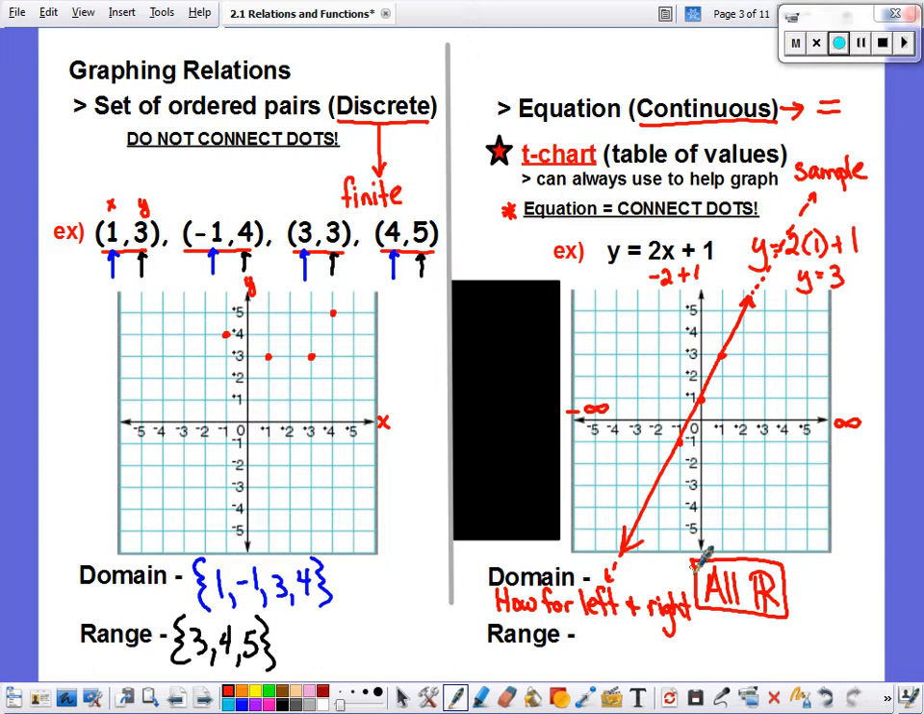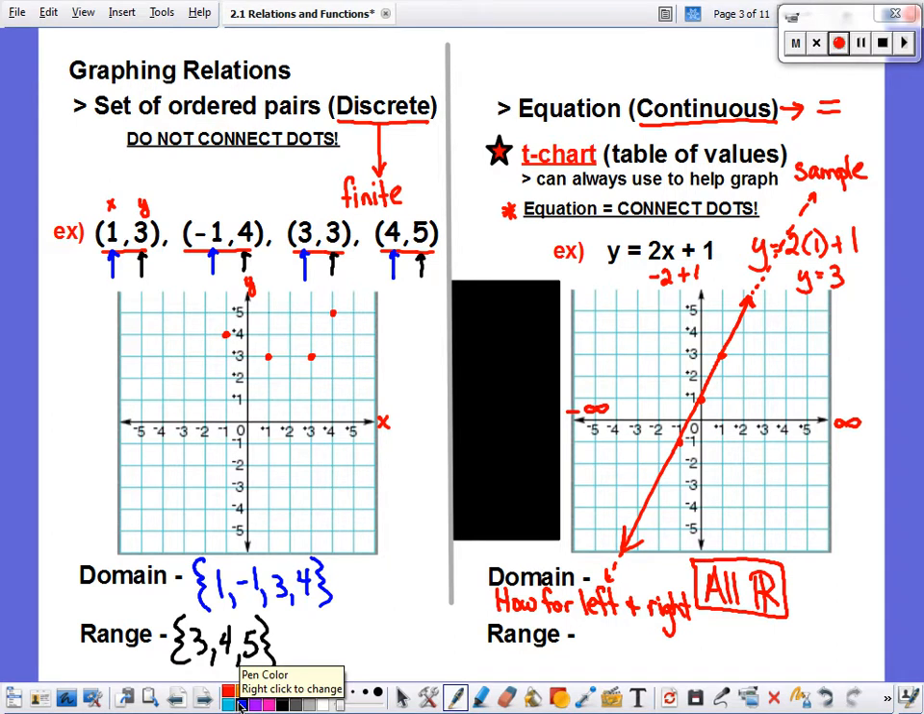To be honest with you, for every linear function, other than a vertical line, your answer is going to be all reals for the domain. The only linear relation that wouldn't satisfy all reals would be a vertical line.